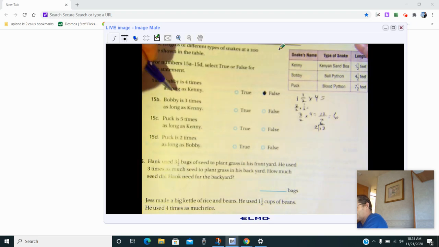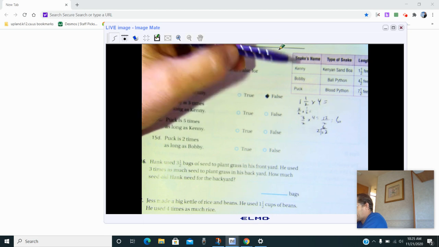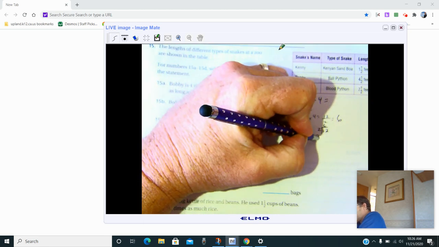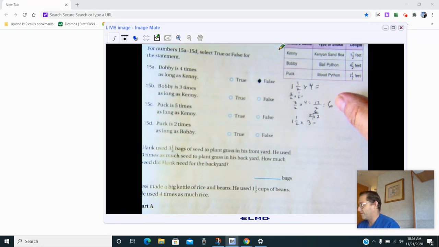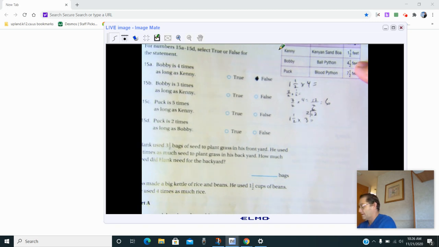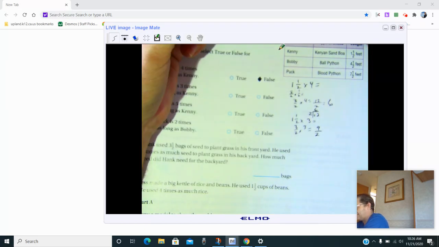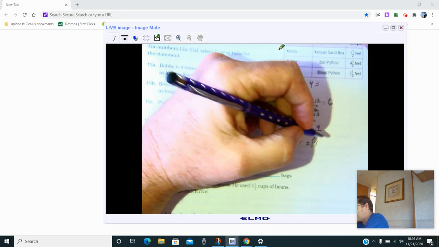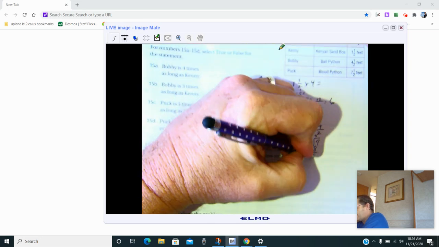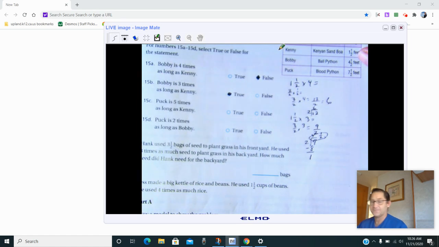Okay, so Kenny is again 1.5, and we want to see if he's 3 times as much. In the previous one, we were basically saying that Bobby was 6 feet long, and he's not. He's only 4.5. All right, so 3 halves times 3 is 9 halves. 9 divided by 2, I can share that 4 times into each group. 4 times 2 is 8 with a remainder of 1, so 4.5. So that's true. Bobby is 4.5 feet long.